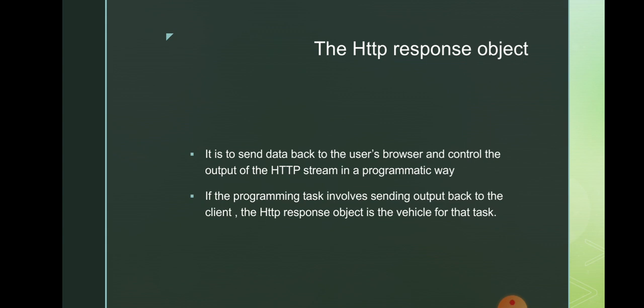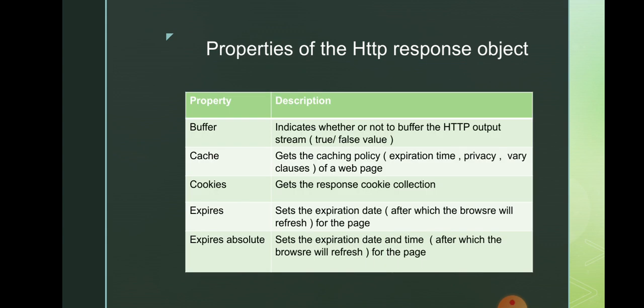Here, if the programming task involves sending output back to the client, the HTTP response object is the vehicle for that task. Vehicle is used for transportation, just like our HTTP response acts as a vehicle for sending the response to the client. Okay. Next, we are going to discuss the properties of the HTTP response object.